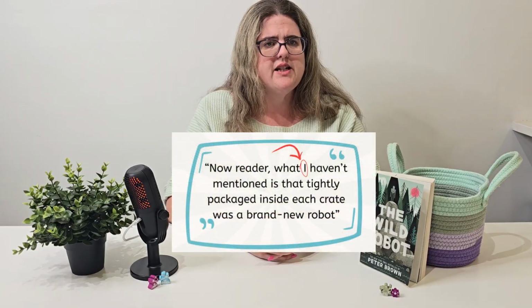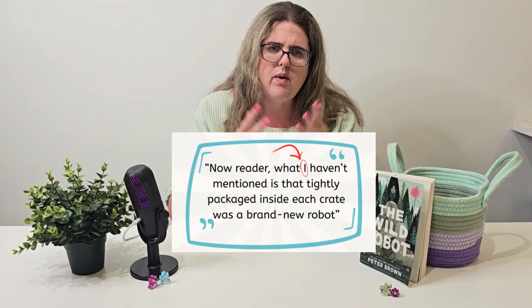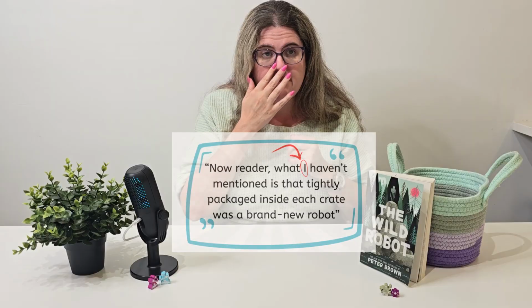In the first chapter, the 2 main things I would point out to readers are the first-person narrator and the imagery. "Now, reader, what I haven't mentioned is the tightly packed inside each crate was a brand new robot." Who is this I that's speaking to us? For these grade levels, it's fine to think of this voice as the author, and it's useful to have the reminder that this text is constructed from somebody's imagination.